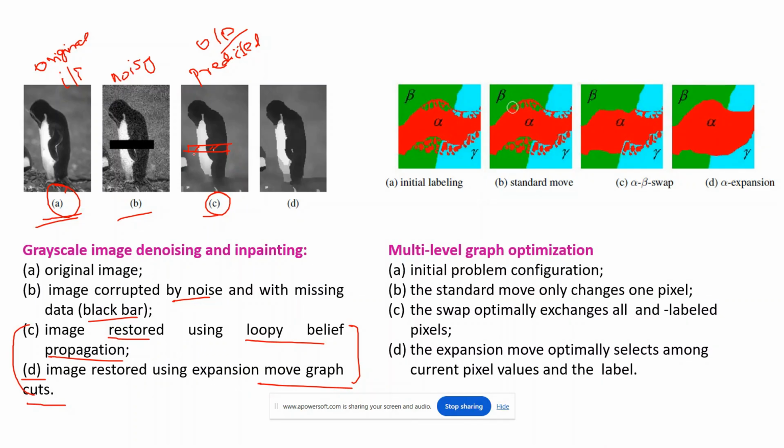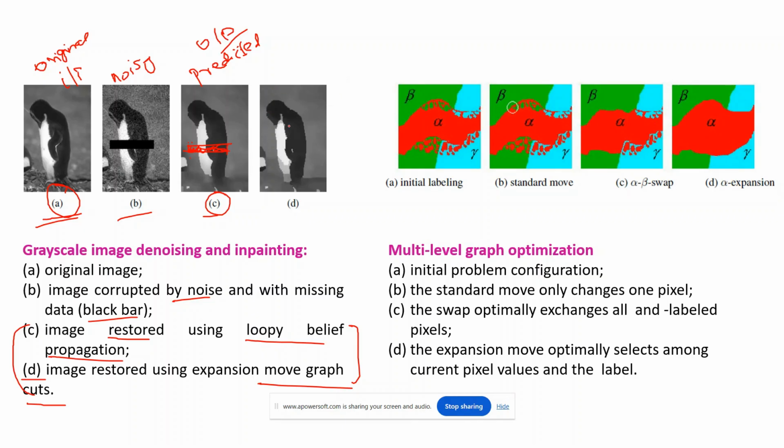Loopy belief propagation means all the black bars or missed ones are updated with communication based on the neighboring pixels. So this pixel, this is the missed one, right? This pixel will communicate with the neighbors and update its value. This pixel will communicate with the neighbors. Based on that, the optimal value is filled.